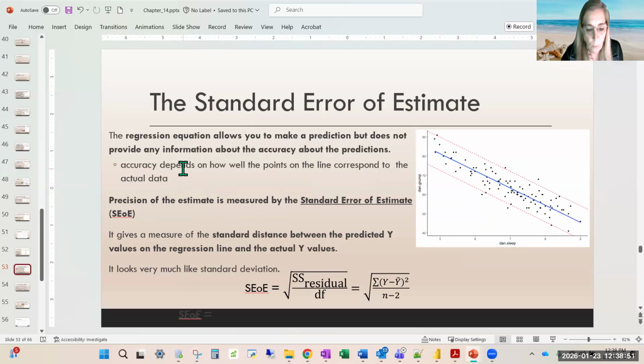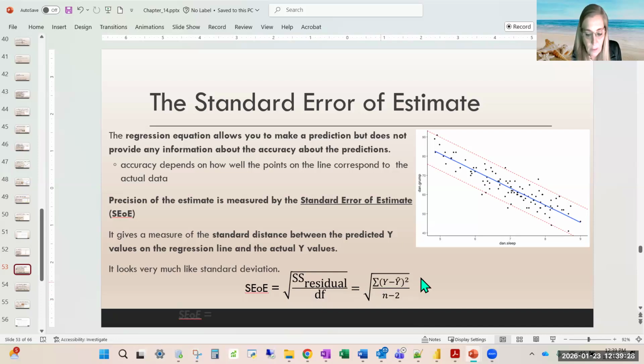All right, so the regression equation allows you to make a prediction, but it does not provide any information about the accuracy of those predictions. So keep that in mind. To get accuracy, it depends on how well the points on the line correspond to the actual data. Precision of the estimate is measured by what we call the standard error of estimate. It gives a measure of the standard difference between the predicted y values on the regression line and the actual y values. So it looks very much like standard deviation, okay?